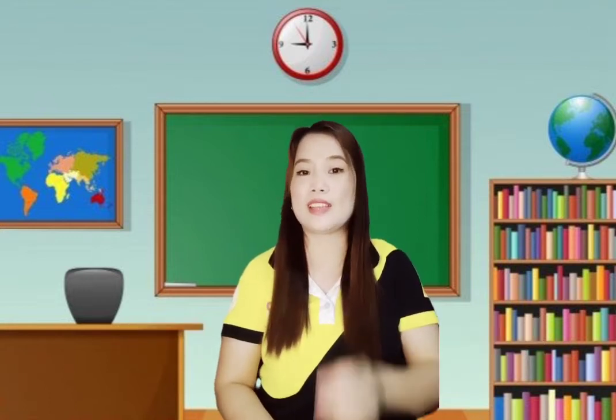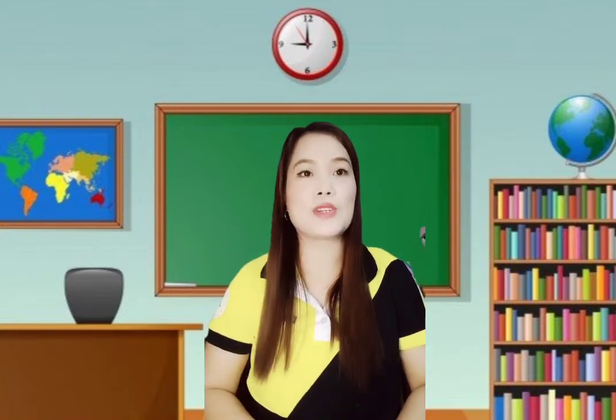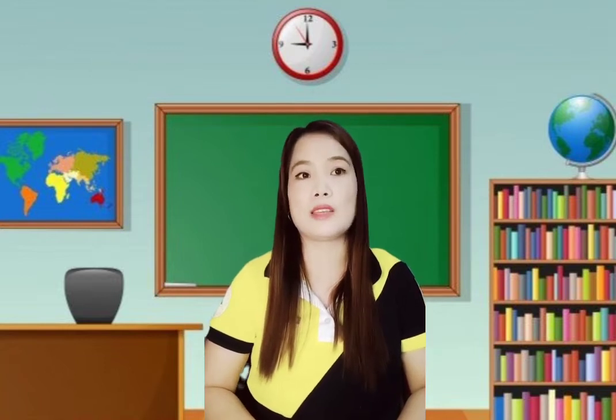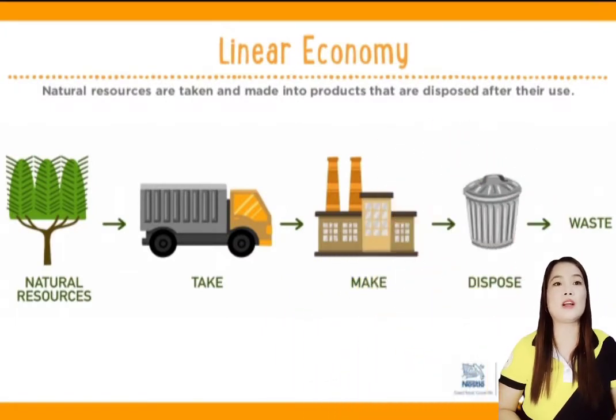We are now in our session 2 with the topic from trash to treasure. As we learned during our last session, taking resources from the environment, making them into products, then disposing these products is called a linear economy. In a linear economy, natural resources are taken and made into products that are used and then disposed. So what is the problem with the linear economy? We will eventually run out of resources that are not easily renewed, and we will run out of space for our trash.